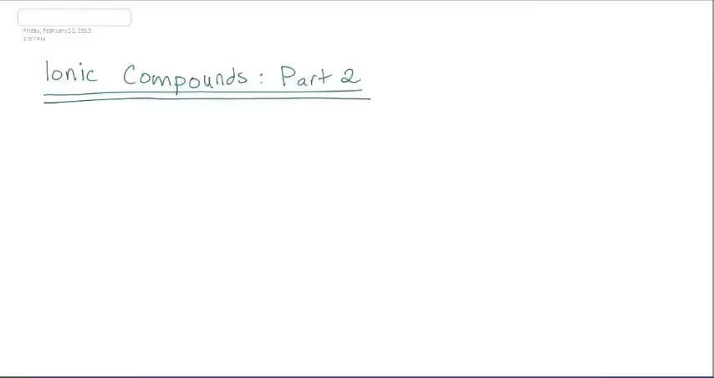So I'm going to start this lesson just like I started the last one by working through an example. Again, ionic compounds are made by metals and nonmetals. So I'm going to start with the metal calcium, which is Ca, and oxygen, which is O. Calcium, you should know, has 2 valence electrons. Oxygen has 1, 2, 3, 4, 5, 6.